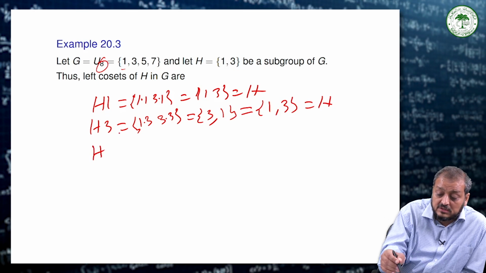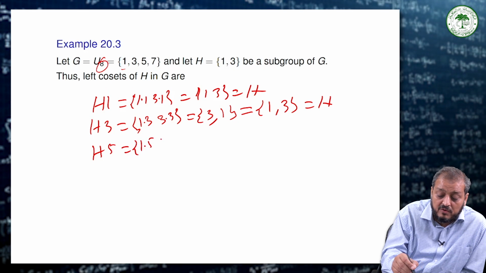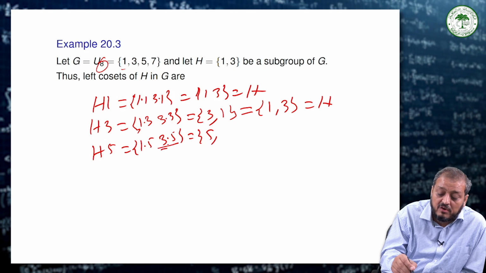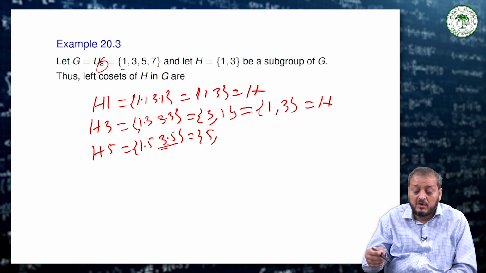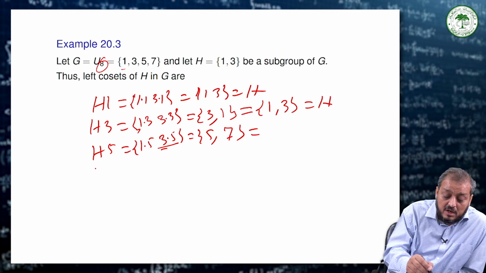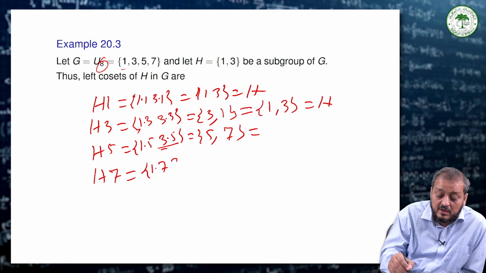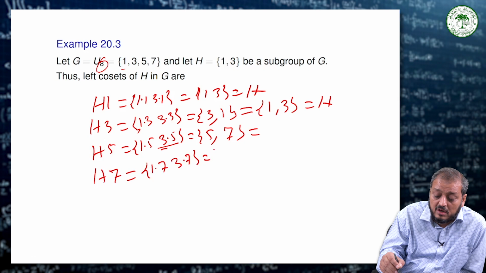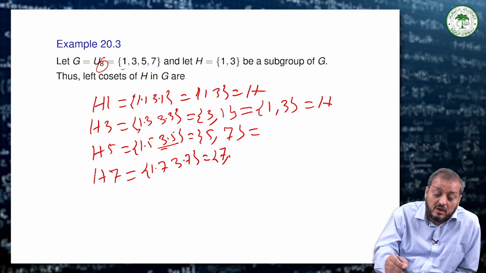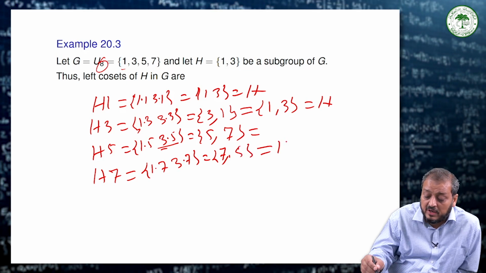Now we take H5. Then we have 1 times 5 and 3 times 5. 1 times 5 is 5, and 3 times 5 is 15, and dividing by 8 we get the remainder 7. So this is clearly H5. Now H7: we calculate 1 times 7 and 3 times 7, which gives 7 and 21, and 21 divided by 8 leaves remainder 5, and this is equal to H5.